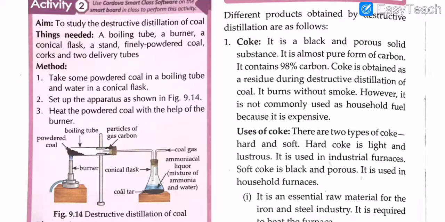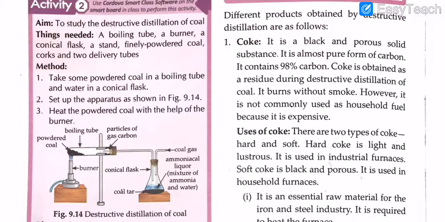Now, let's go on to the uses of coke. There are two types of coke, hard and soft. Hard coke is light and lustrous, and it is used in industrial furnaces. And soft coke is black and porous, and it is used in household furnaces.